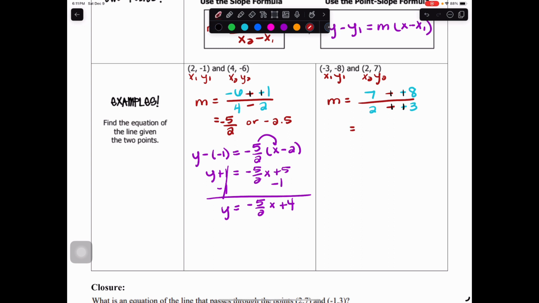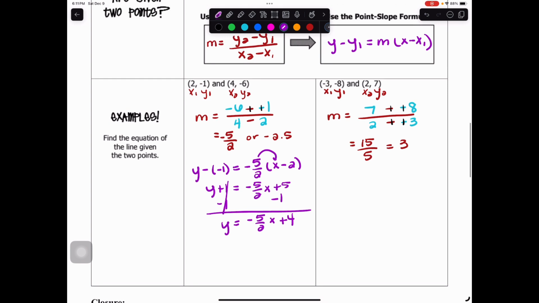So our double negatives here will change to positives. And so we end up with 7 plus 8, which is 15. 2 plus 3, which is 5, which gives us a slope of 3. So now that I have that, we can go ahead and fill in our point slope formula. So y minus, again from the formula, our y1 is a -8. Then our slope is 3. The x and the minus is from the formula. And then our x1 value is a -3.